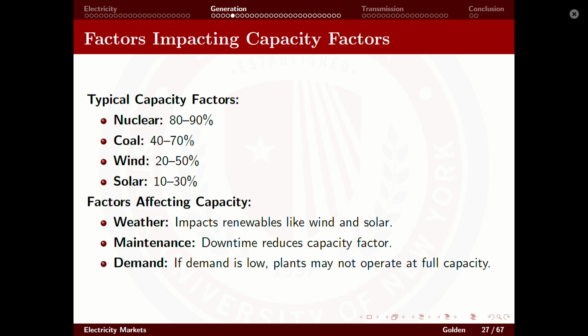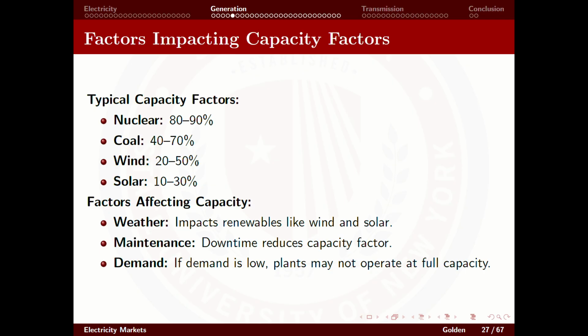Coal is about 40 to 70%. This depends a lot on where your coal fired plant is. It's gone down a lot over the years because it's just not cost competitive anymore. Natural gas is also in this range, like 50 to 70%, I think. Wind is mainly 20 to 50%. This is really onshore wind. Offshore wind gets a little bit above this, which is why there's a lot of research being done there.